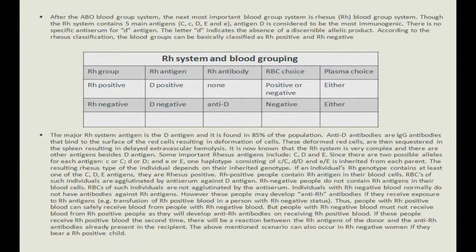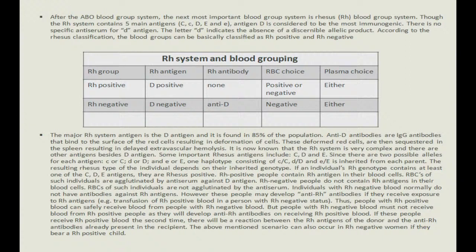Thus, people with rhesus positive blood can safely receive blood from people with rhesus negative blood, but people with rhesus negative blood must not receive blood from rhesus positive people, as they will develop anti-rhesus antibodies on receiving rhesus positive blood, which will be followed by an agglutination reaction. If these people receive rhesus positive blood the second time, there will be a reaction between the rhesus antigen of the donor and the anti-D antibodies already present in the recipient.